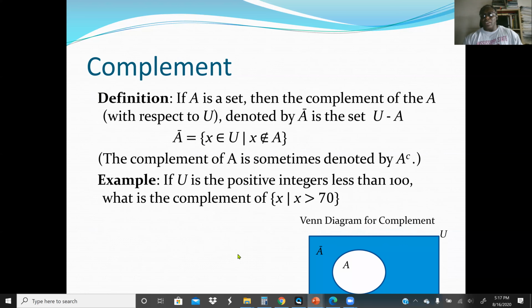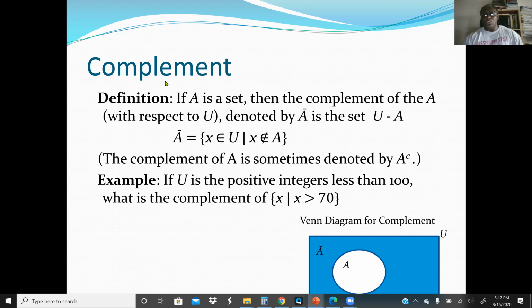So let's go to the third operation, which is complement. If we remember, in unit 1, when we were doing propositional logic, we talked about complement, negation.